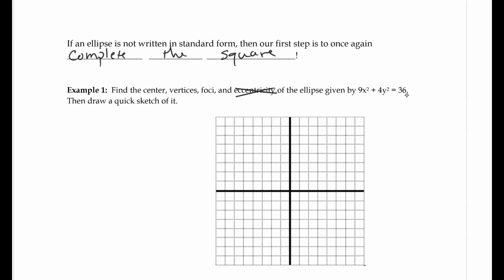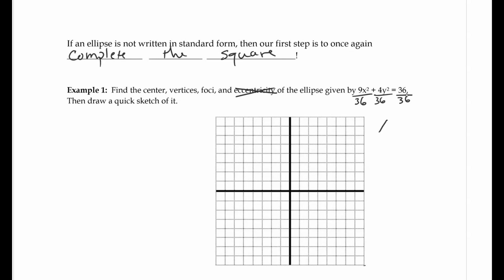But here is the equation that they give us. Notice it's 9x squared plus 4y squared equals 36. Standard form tells us we have to have it equal to 1. So how do we change that? Well, the cool thing is to change it to standard form, you have to divide by 36.